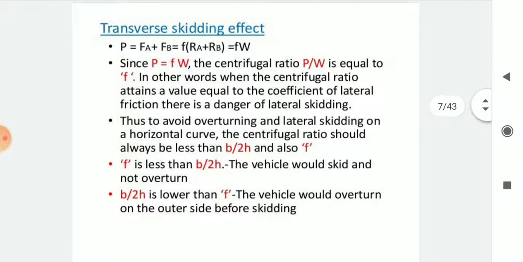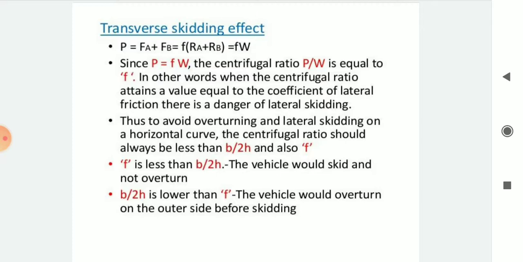Transverse skidding effect. P = FA + FB = f(RA + RB), that is equal to fW. Since P = fW, the centrifugal ratio P/W is equal to f. In other words, when the centrifugal ratio attains a value equal to the coefficient of lateral friction, there is a danger of lateral skidding. Thus, to avoid overturning and lateral skidding on a horizontal curve, the centrifugal ratio should always be less than b/2h and also f.